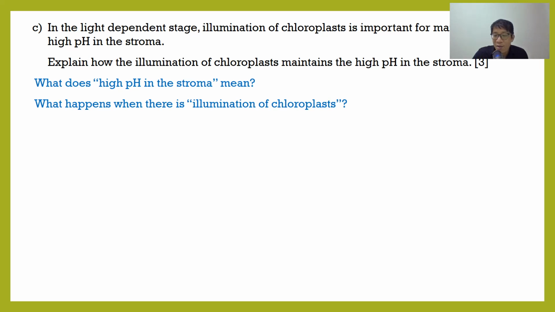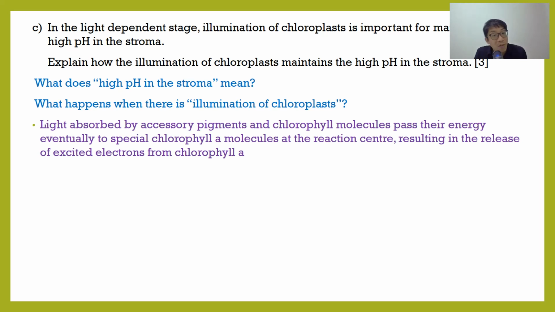Okay, so you got to explain by looking at how the process happened, starting from the illumination of the chloroplast, meaning when light shines onto the chloroplast. So starting from that, you got to mention the absorption of light by the photosynthetic pigments, the accessory pigments and chlorophyll, and how the light energy that is absorbed is passed to the reaction center, with the chlorophyll A molecules, which causes photoactivation, the excitement of electrons.